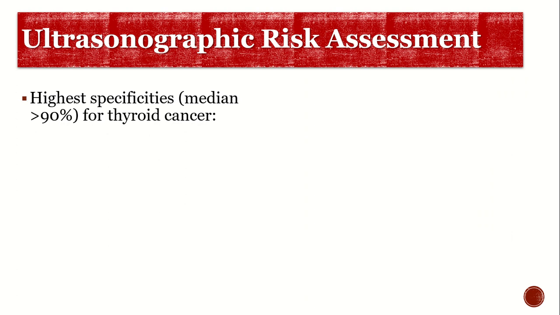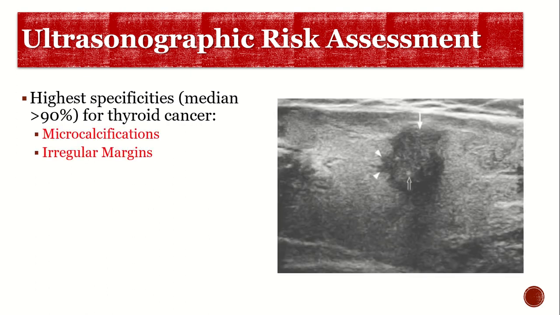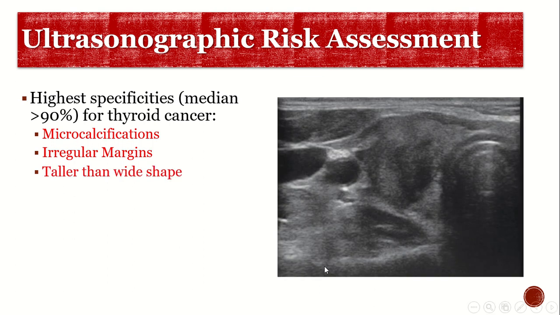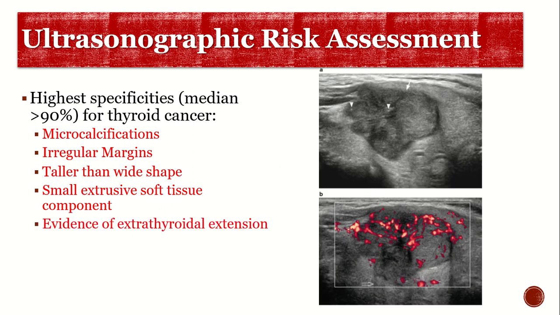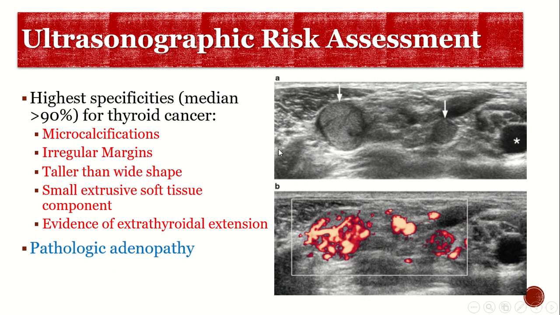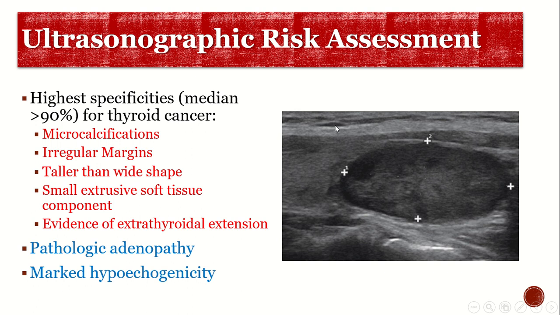For the risk assessment, the ultrasonographic signs with the highest specificities, more than 90%, are microcalcifications and irregular margins, as seen in this nodule, and taller than wide shape. We see the diameter of the nodule is just parallel to the trachea, and a small extruding soft tissue component. The evidence of extrathyroidal extension is also important. Less specificity is seen with pathologic adenopathy and marked hypoechogenicity.